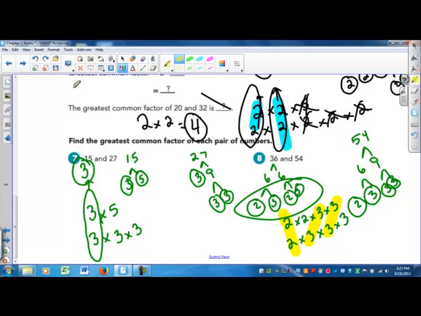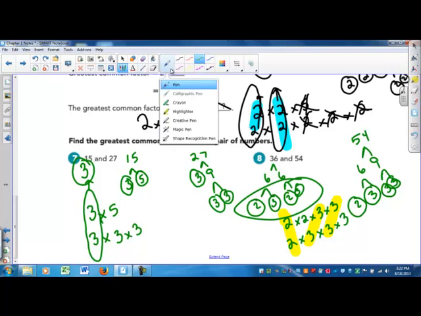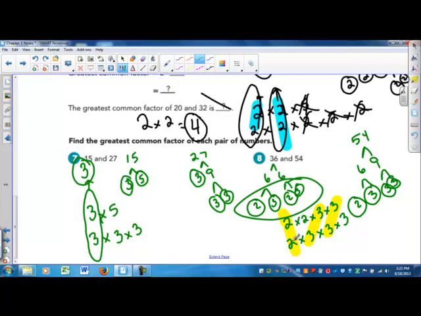No. So I look and I say, okay, I'm going to take all my commons now and I'm going to multiply them. Okay? So I'm going to use 1. So that's going to be 2 times 3 times 3. And that's going to give me 18. My GCF of these two numbers is 18. Okay? Make sense? Hopefully it does.